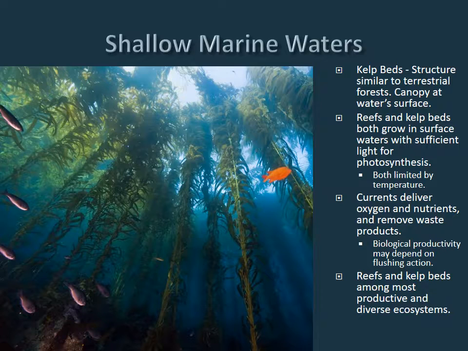Currents deliver oxygen and nutrients and remove waste from these kelp forests, and biological productivity may depend on flushing action, so you need enough current flow in the ocean to flush out the waste and bring in new nutrients. Reefs and kelp beds can be among the most productive and diverse ecosystems that we have.